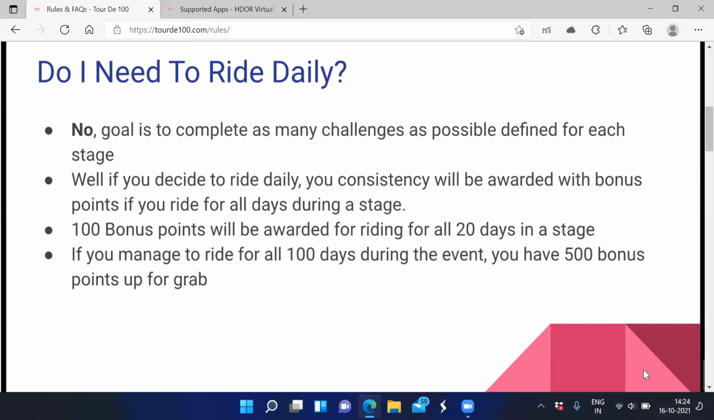Then they have bonus points: if you ride daily for 20 days and complete a stage, then you get 100 bonus points. So if you ride continuously for 100 days, you have 500 points in your pocket just by riding daily, irrespective of the kilometer count.